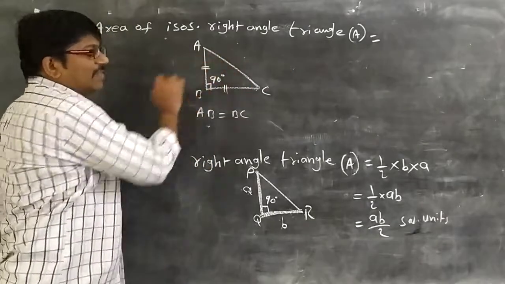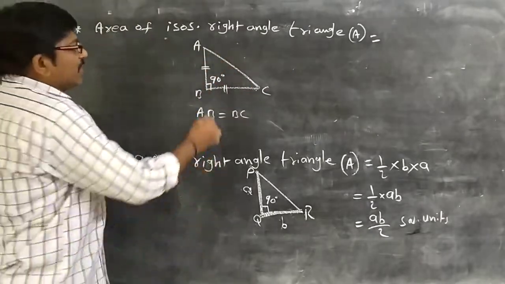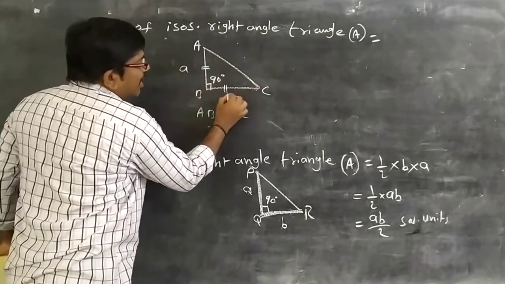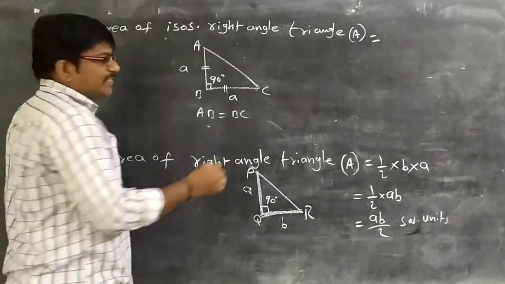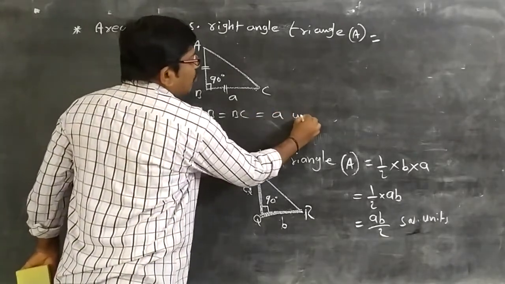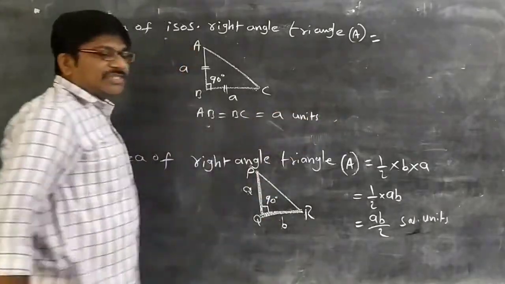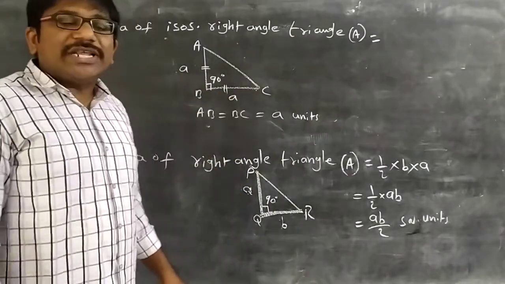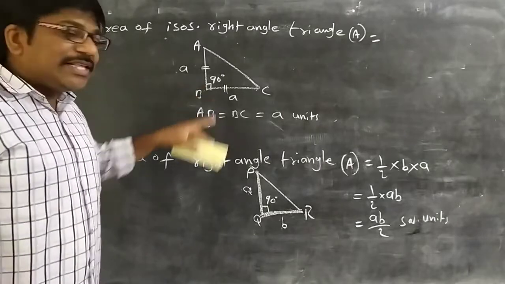So what is the area of this isosceles right angle triangle? If AB is A units, then what about BC? It is also A units, right? So here these two sides are equal, so it is called an isosceles right angle triangle. So what is its area?